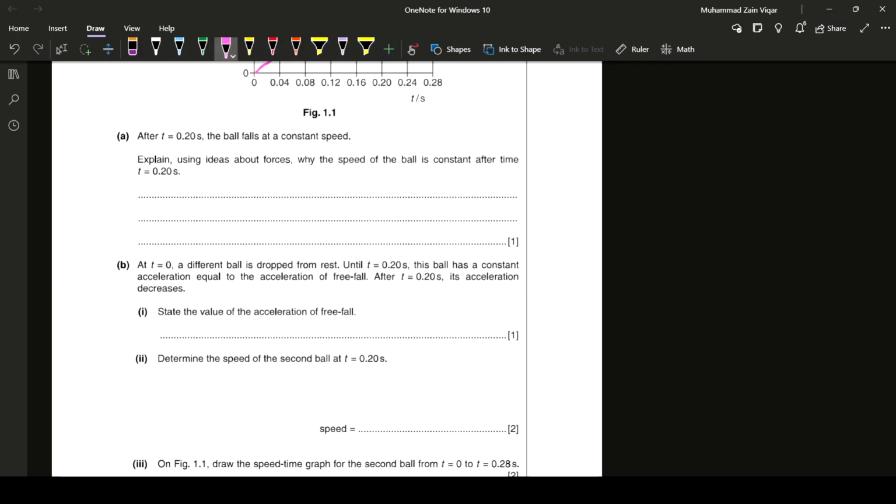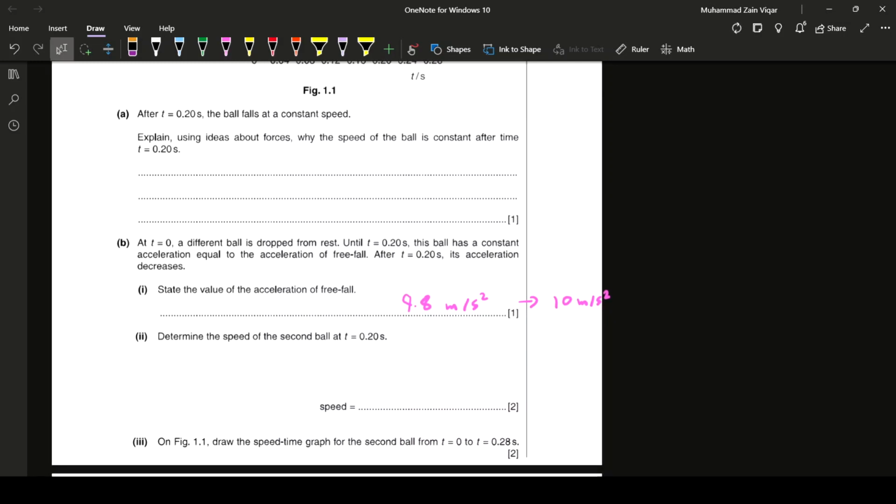Now we all know that the value for the acceleration of free fall is 9.8 meters per second squared. Previously in O levels, the value they would use for acceleration was 10 meters per second squared. They used to round it off to the nearest tenth. Now, since the recent syllabus has come up, the value they're using is 9.8, and we can't round it off to 10 meters per second squared. So this is the value of acceleration of free fall, which you all know.